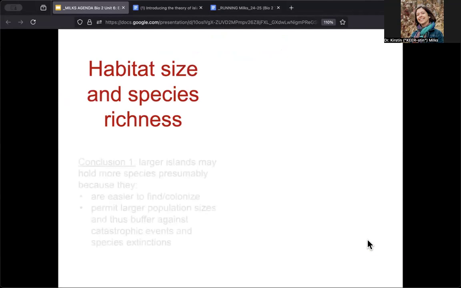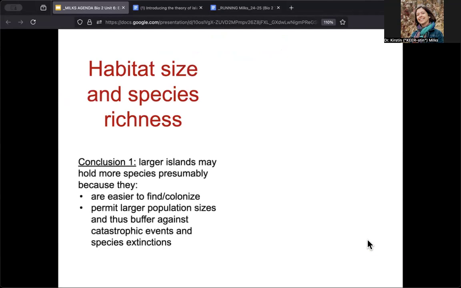Now, when we think about habitat size and species richness, we can think about this idea that larger islands may hold more species, presumably because they're easier to find, like that bird floating around in our example about the trees in the Caribbean. And they also let you have bigger population sizes. So if something happens, the population is so big that not everybody in your species dies, right?